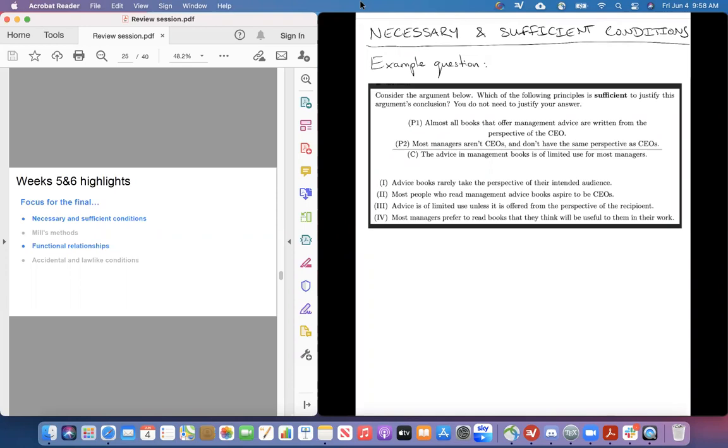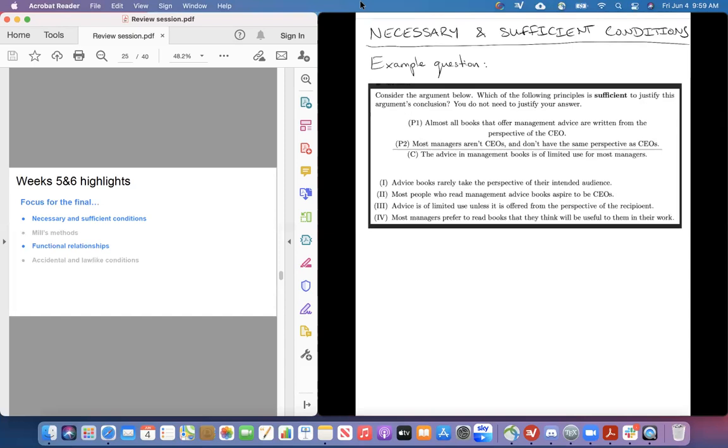So I'll read them out very quickly. 1 says advice books rarely take the perspective of their intended audience. 2 says most people who read management advice books aspire to be CEOs. 3 says advice is of limited use unless it is offered from the perspective of the recipient. It's a typo. And 4 says most managers prefer to read books that they think will be useful to them in their work.